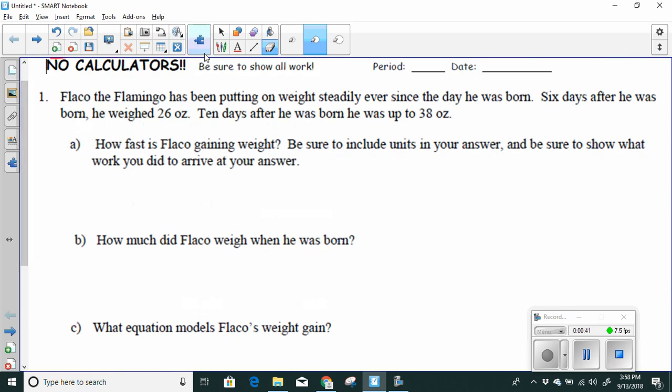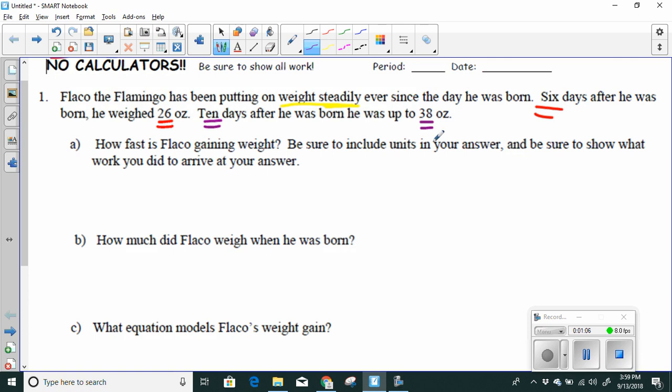We had Flacco the Flamingo, and he's been putting on weight steadily since the day he was born. It tells us 6 days after he was born, he weighed 26 ounces. And it also tells us 10 days after he was born, he was up to 38 ounces. And it also says he's been putting weight on steadily. Okay, so we have a steady rate of growth.